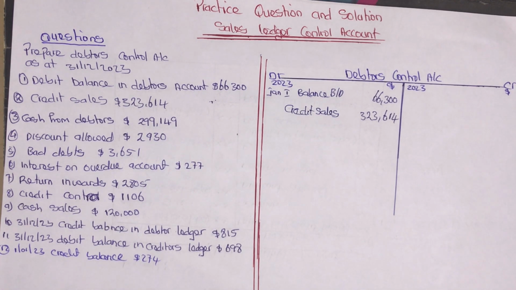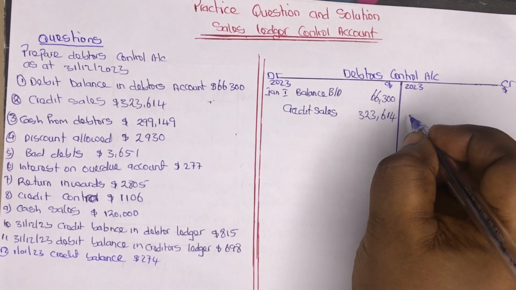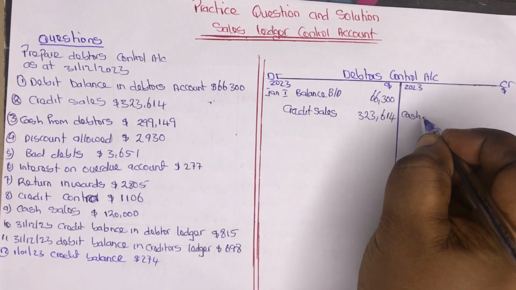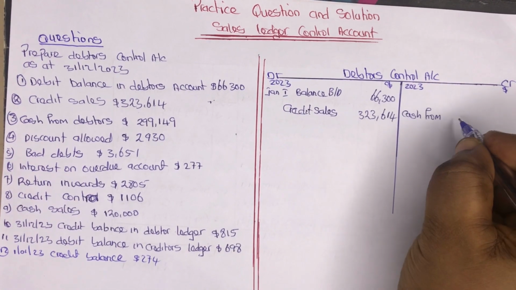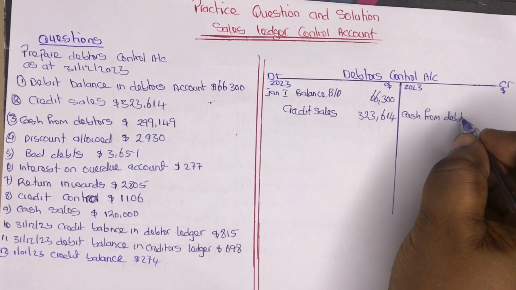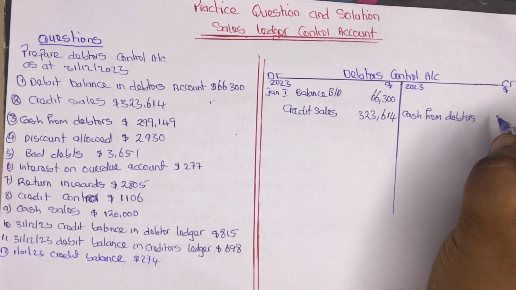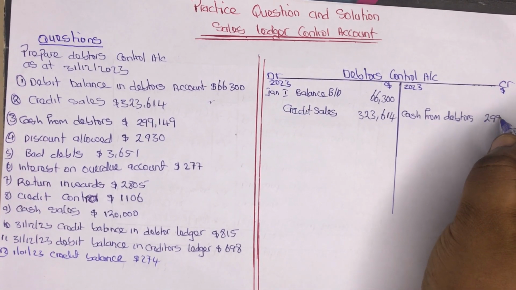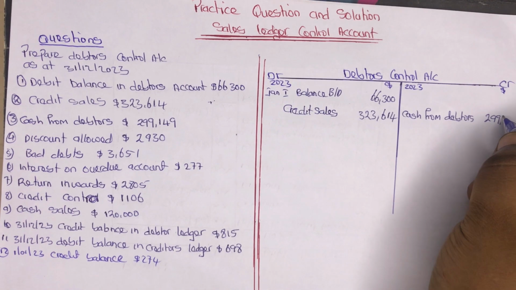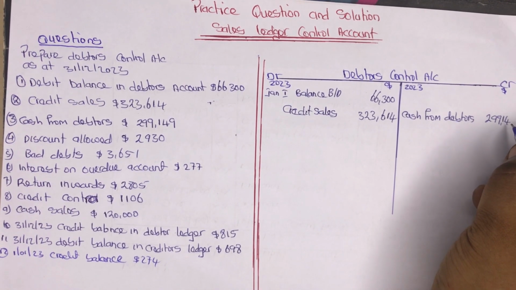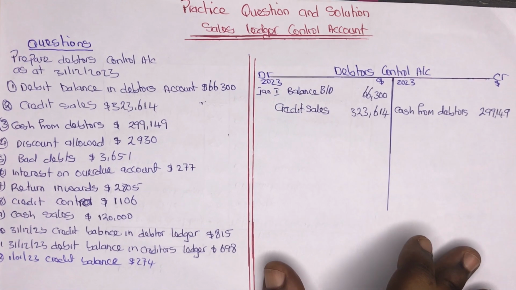The next item is cash from debtors. The cash from debtors goes to the credit side of the ledger account. So cash from debtors, the amount is $299,114.